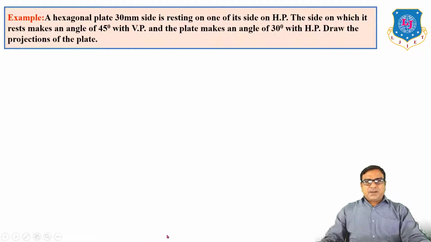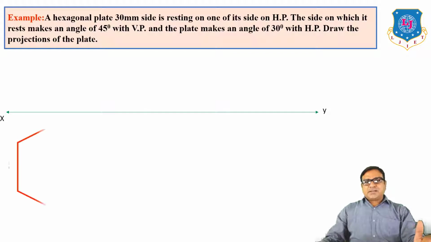Now a hexagonal plate of 30 mm side is resting on one of its sides on HP. The side on which it rests makes an angle of 45 degrees to VP and the plate makes an angle of 30 degrees with HP. Draw the projection of the plate.